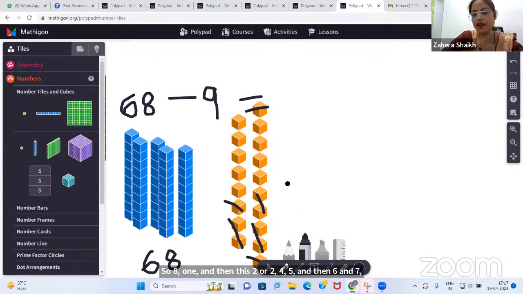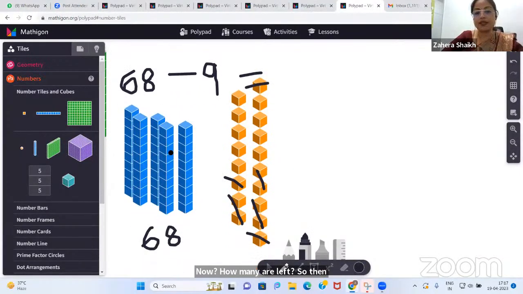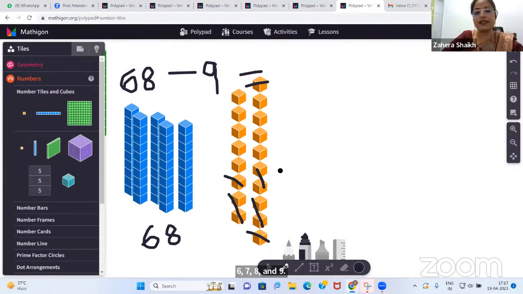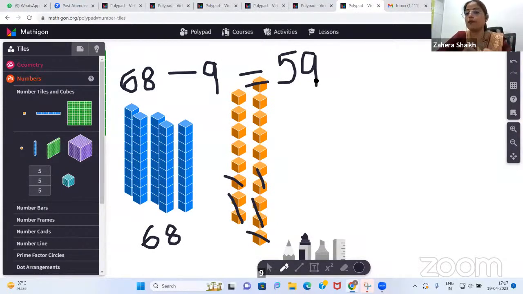Now, how many are left? So I have 5 towers of tens, that is 50. And I have 1, 2, 3, 4, 5, 6, 7, 8, and 9. So I have 59. So this is the manipulation with the manipulative.